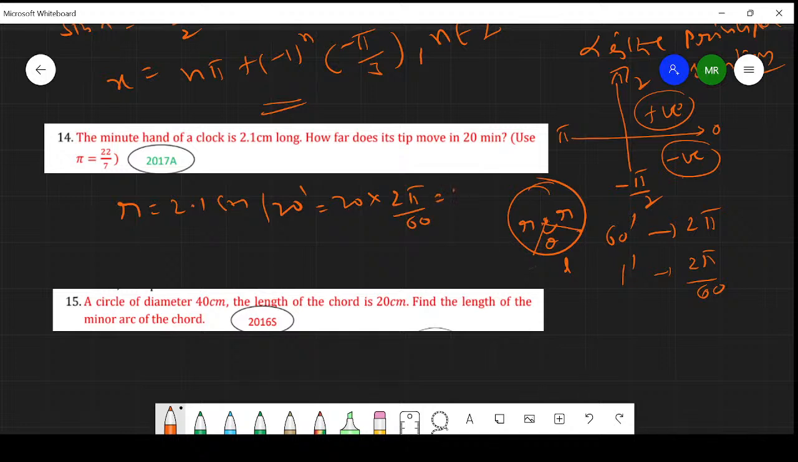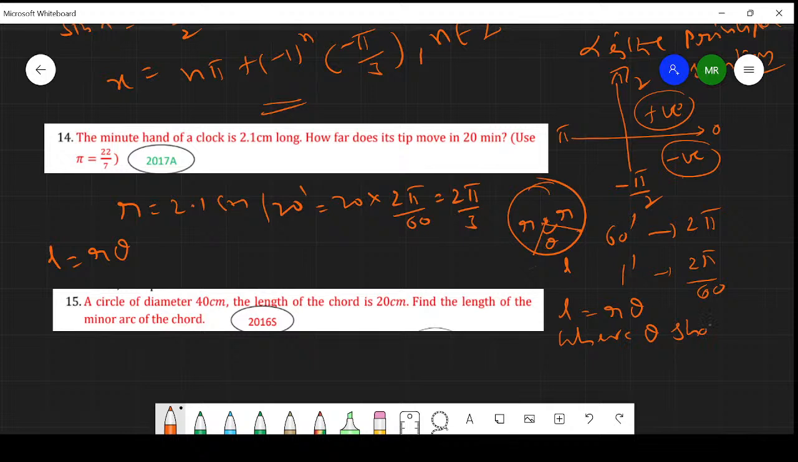Correct. It comes 2 pi by 3 radians. Sir, why should you convert to radians? Why can't you use degrees? In this form, we have the formula L equal to R theta, where theta should be in radians. That is the condition here. Remember, L equal to R theta, where theta should be in radians.